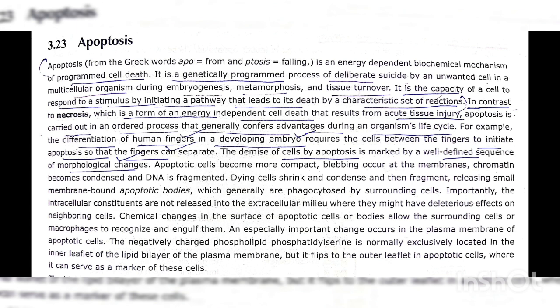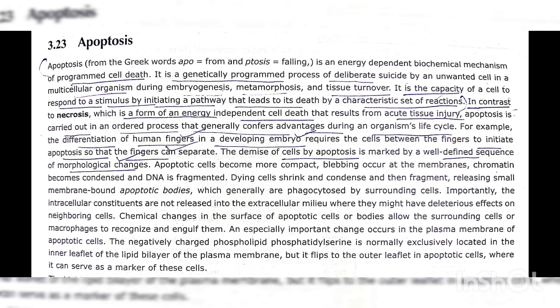This type of event occurs during embryogenesis, metamorphosis, and tissue turnover. This type of process occurs throughout the life cycle of an organism. It is the capacity of a cell to respond to a stimulus or a signal by initiating a pathway that leads to its death by a characteristic set of reactions, called cascade reactions.